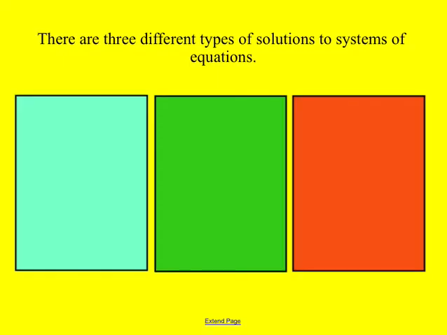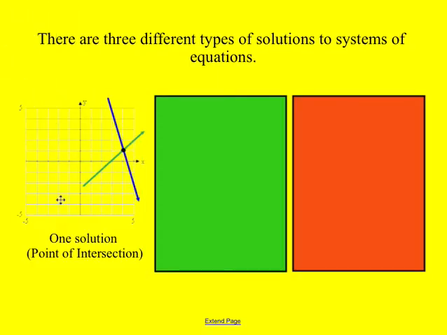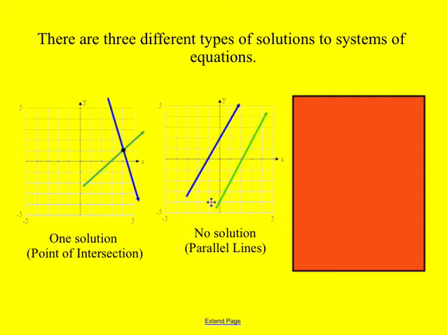Let's take a look at the three different types of solutions to a system of equations. The first one is that there's simply one solution. In that big box, go ahead and draw a sketch of this graph so you can get a visual. That's if there's one solution, or the point of intersection. Taking a look at the second one here, that's if there is no solution, i.e. the lines are parallel. If they're parallel lines, they're never going to cross each other, so that means there is no solution.